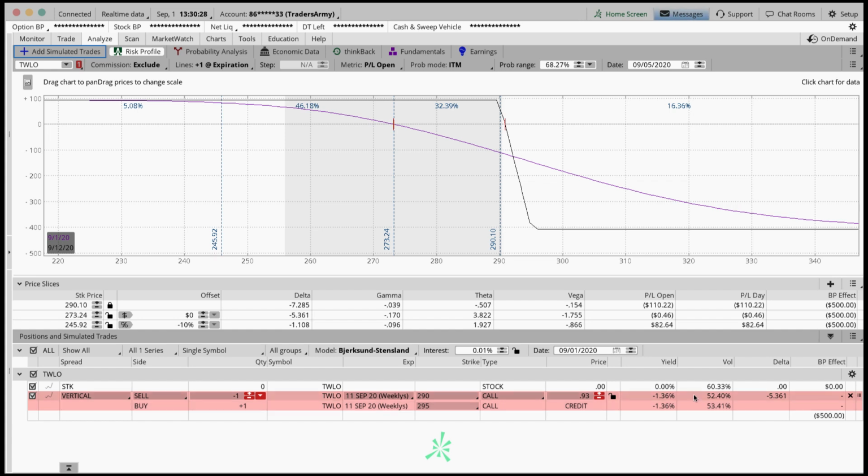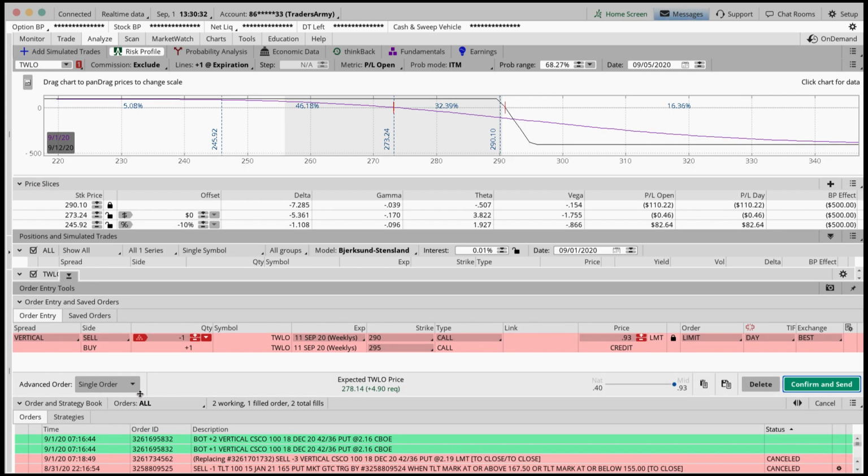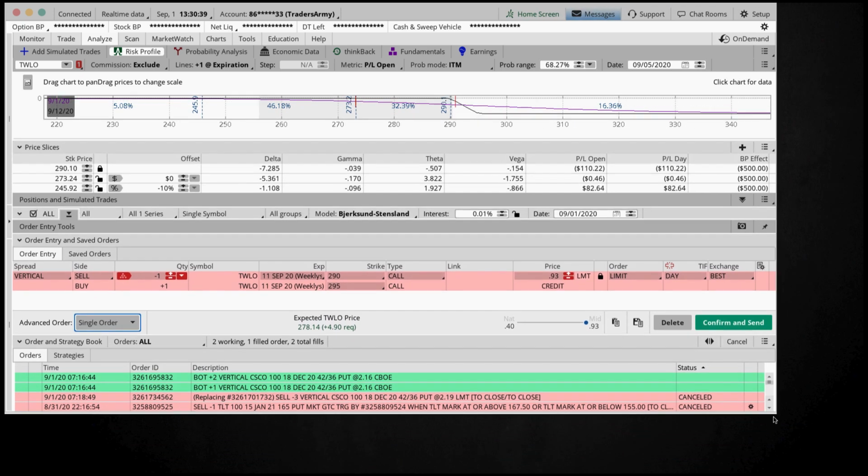So what I do is I right-click anywhere on this simulated trade and I create a duplicate order. Now, down here, Thinkorswim gives you the option to change, and you're going to need to change this for this more advanced order technique that I'm about to show you.